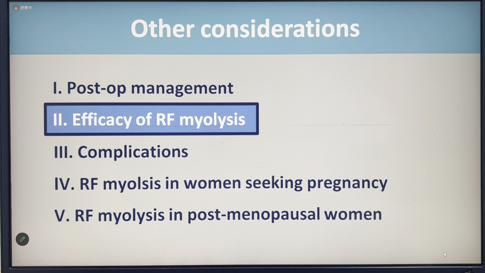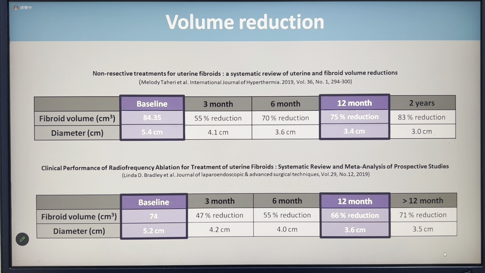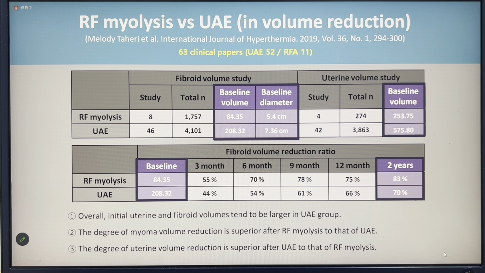Next is efficacy of RF myolysis. According to some systemic review and meta-analysis, mean volume reduction rate of the RF myolysis was about 66 to 75% after 12 months. Melody et al. reviewed 63 clinical papers comparing RF myolysis to uterine artery embolization in volume reduction. Overall, initial uterine volume and fibroid volume tends to be larger in embolization group.